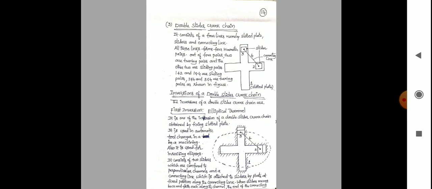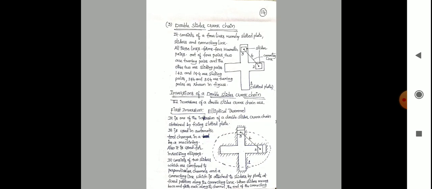Elliptical trammel is one of the inversions of a double slider crank chain, which is obtained by fixing the slotted plate of a double slider crank chain. Elliptical trammel is used in automatic tool changer in a machining. Also, it is used for inscribing the ellipse.